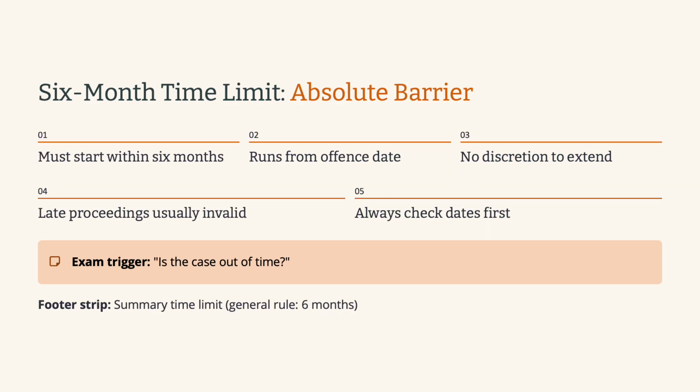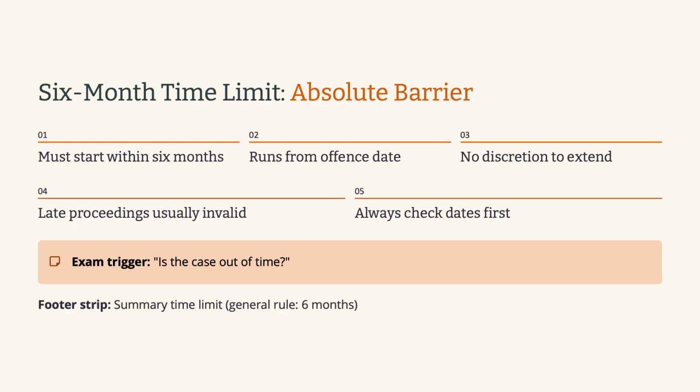The 6-month time limit, and that's what we need to keep in mind. So we reach one of the most critical rules for summary offences, the 6-month time limit. This is an absolute barrier with serious consequences. First, the prosecution must commence within 6 months of the offence date. Commence means laying the information or issuing the written charge and requisition.